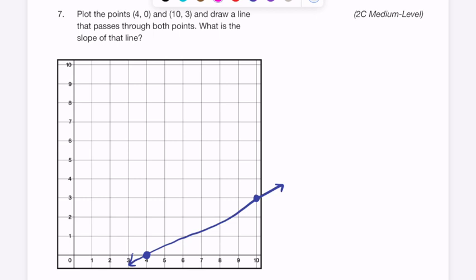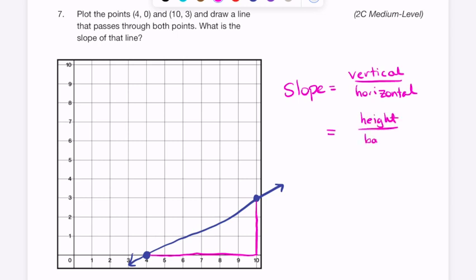And then to find the slope of the line, I'm going to create a slope triangle. Slope is equal to the vertical change between the 2 points divided by the horizontal change. We could also think of it as the height of the right triangle that you create divided by the base. People also say the rise over the run. There's lots of ways of saying it. But the height of the triangle here is 3. The base is 6. So that's my slope. 3/6, which simplifies to 1/2, which is 0.5 as a decimal.